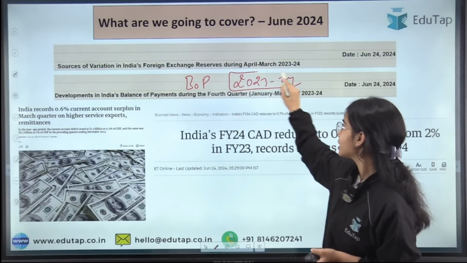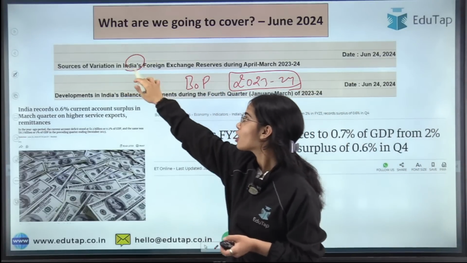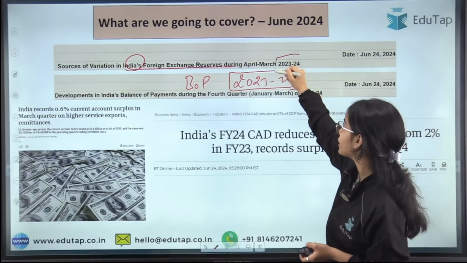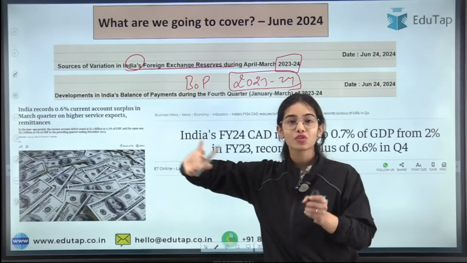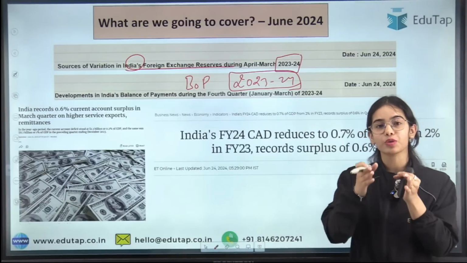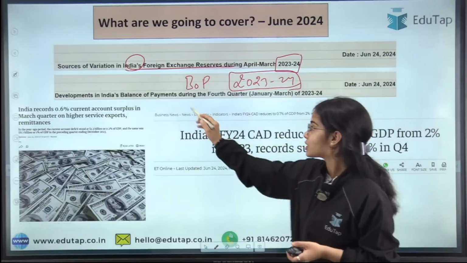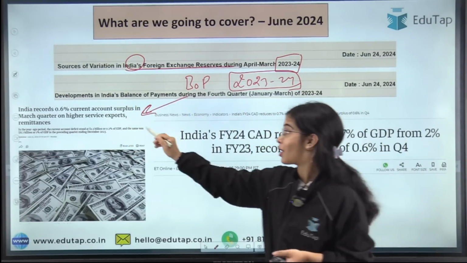2023-24. And with this balance of payment data, there is the sources of variation in India's foreign exchange reserves. This data has also been released for the 2023-24, which is very much interlinked with the data of the balance of payment. So we will understand what is the data that has been released, what is the linkage between the balance of payment and the foreign exchange reserves, as well as the news articles like there is the surplus that has happened in the current account.